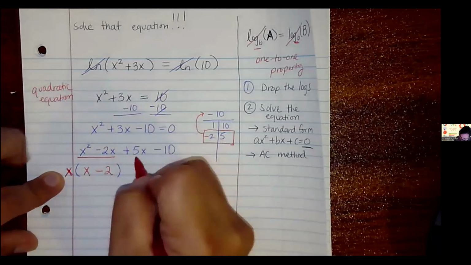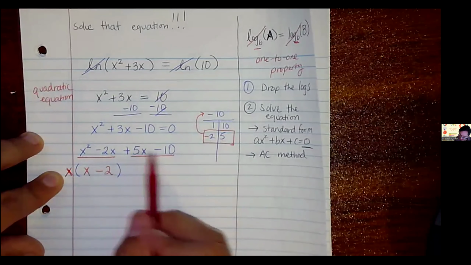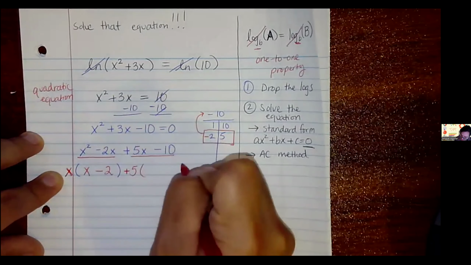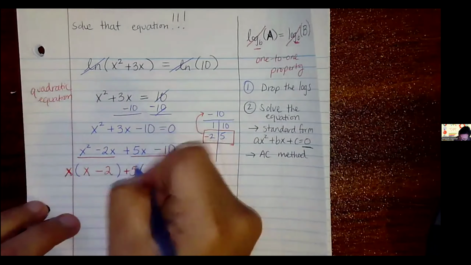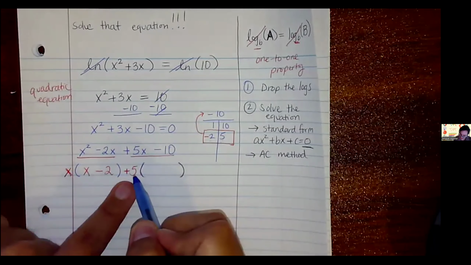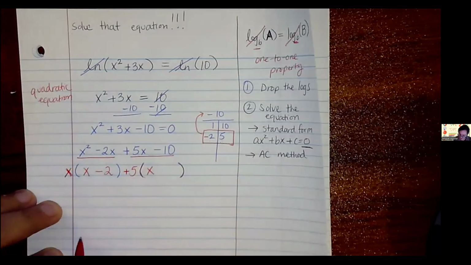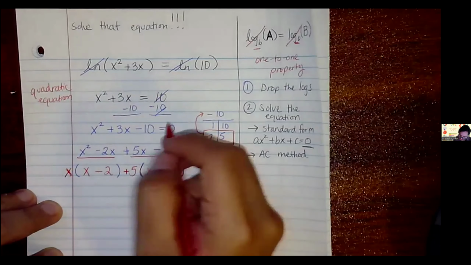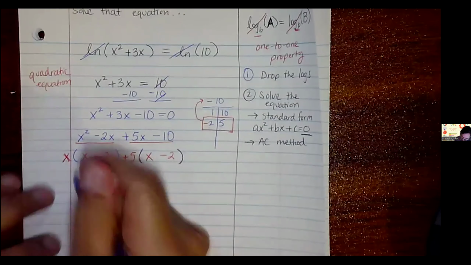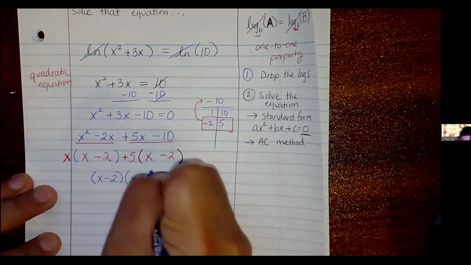Okay. We can then look at the next two terms and say, what do these guys have in common, or what divides into both of these? And that's going to be a positive 5. That's the biggest number that goes into both. Let me color coordinate this a little bit better. And then we need to have 5 times x to get 5x back, and 5 times negative 2 to get the negative 10 back, right? So that means our factors are x minus 2 and x plus 5.